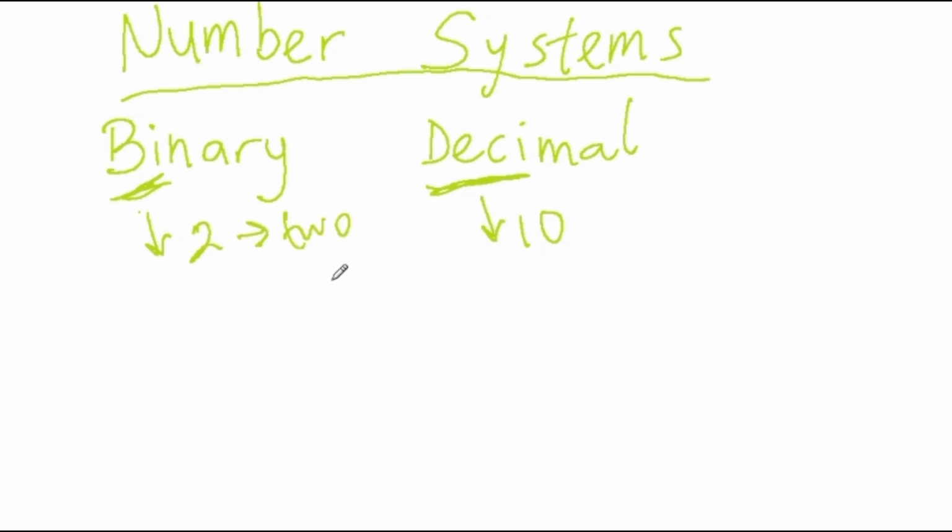So what this means is that our binary number system has only 2 possible digits to represent its numbers, just like the decimal number system has only 10 possible digits to represent its numbers. And those possible digits are 0 and 1. So if you want the number 0 in binary, it's just the 0. Number 1 is just the 1.